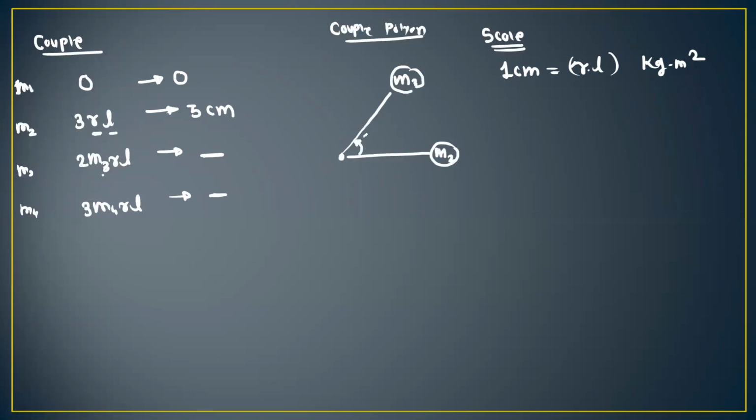So this is at 75. At 200 degree, we have the mass M4. Okay, so this total angle is 200. Now when we draw the couple polygon, we have just one vector, which is a known value, which is 3 centimeter.